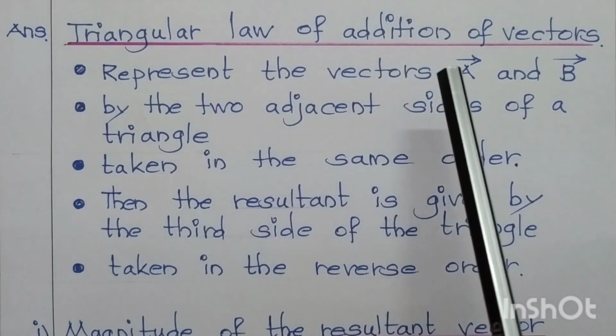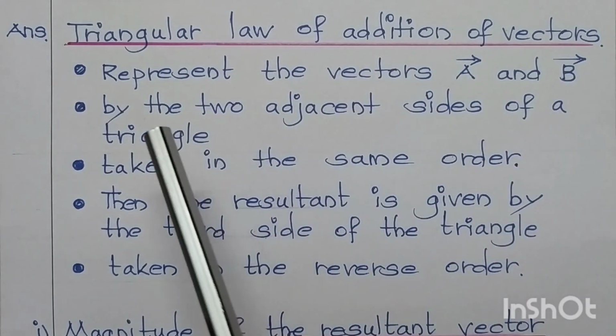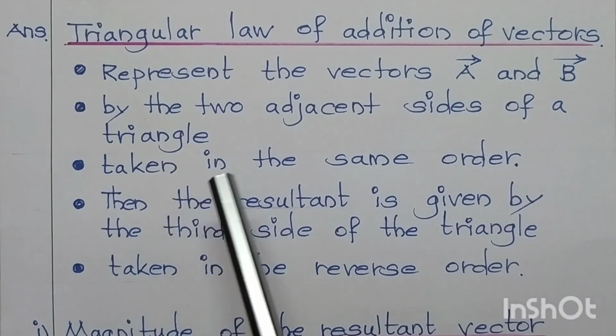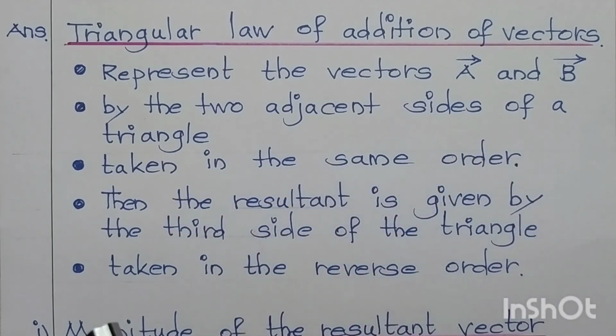Represent the vectors A vector and B vector by the two adjacent sides of a triangle taken in the same order. Then the resultant is given by the third side of the triangle taken in the reverse order. Let me explain it with the help of a diagram.